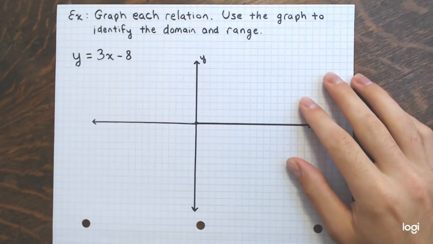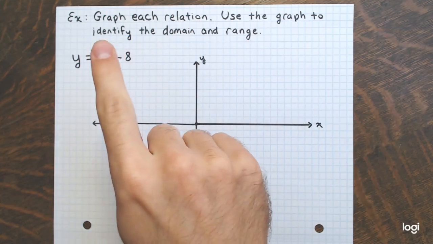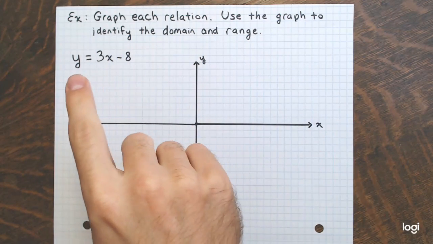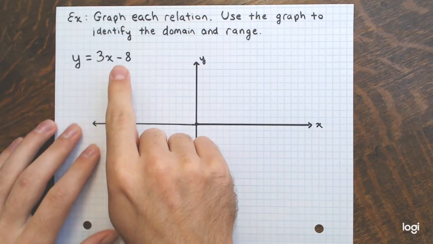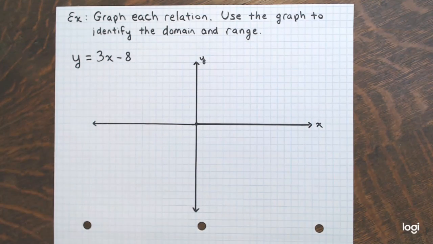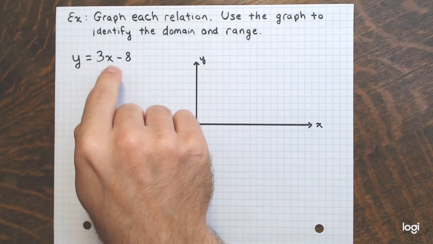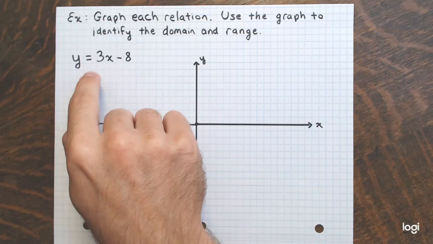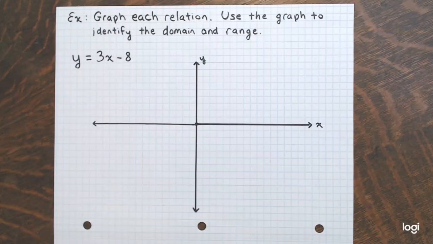So in each example I'm going to show today, I'm going to be asked to graph each relation and use the graph to identify the domain and range. So here's an equation, y equals 3x minus 8, where it describes a relationship between the variables x and y, right? Where x and y can represent real numbers we're dealing with here. So we're looking at a relationship between two sets of numbers.